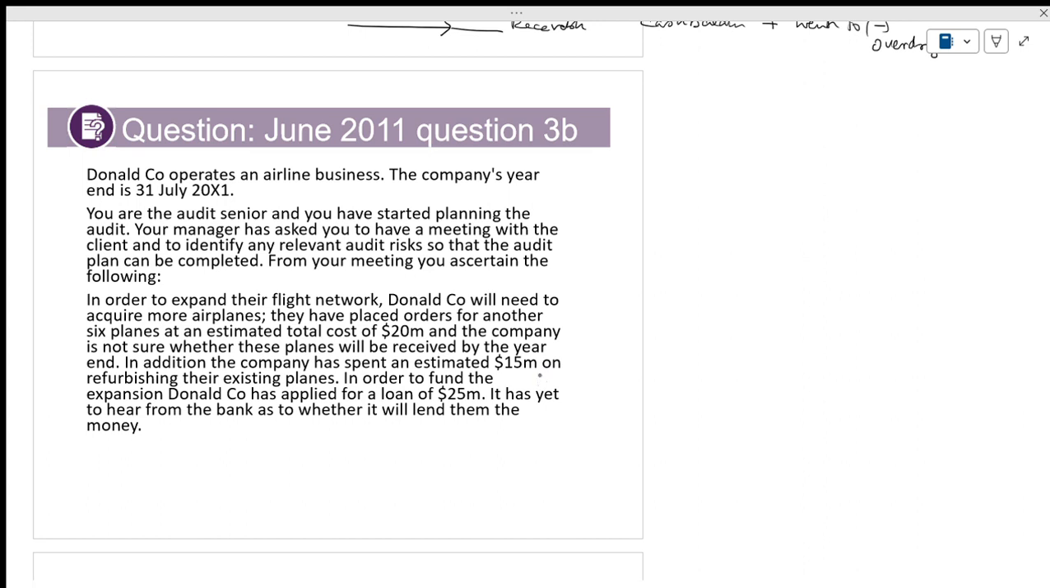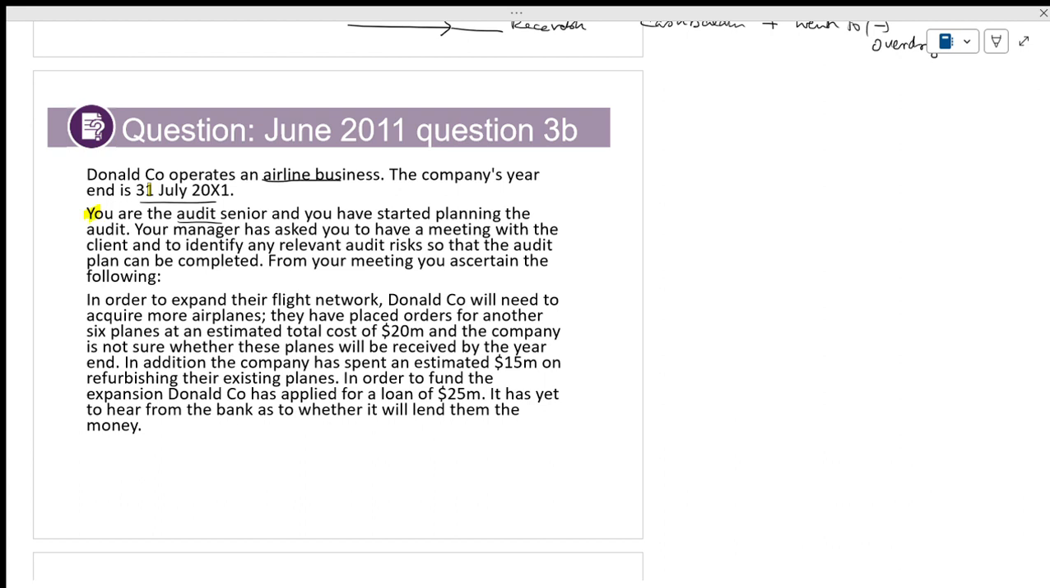We will understand this and see. Donald company operates an airline business. Understand the entity, the environment. The company year end is 31st July. See your role. These are very simple; with the next question your comfort will increase. You are an audit senior. Divide the things, every sentence divide it.